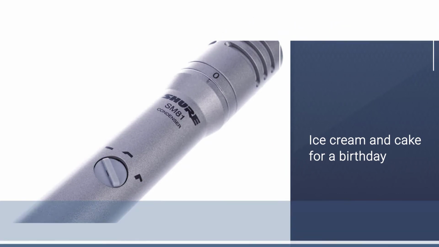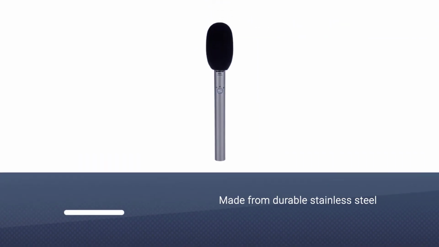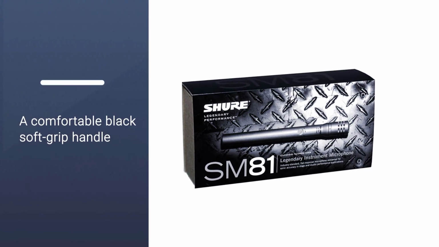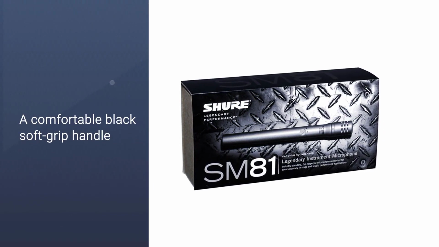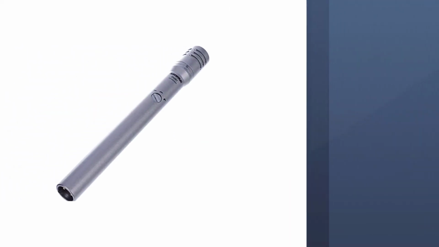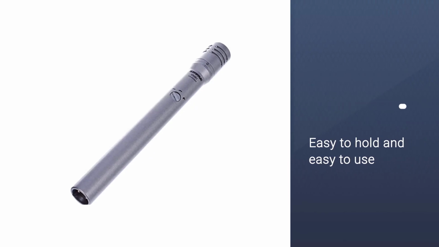To enable such applications, the SM81LC comes with a wide frequency response, low RF susceptibility, and low noise characteristics. The flat response curve ensures accurate sound source reproduction whereas the cardioid polar pattern rejects and minimizes the coloration of off-axis sounds. The unit also comes with a 0 dB per 10 dB lockable attenuator switch.